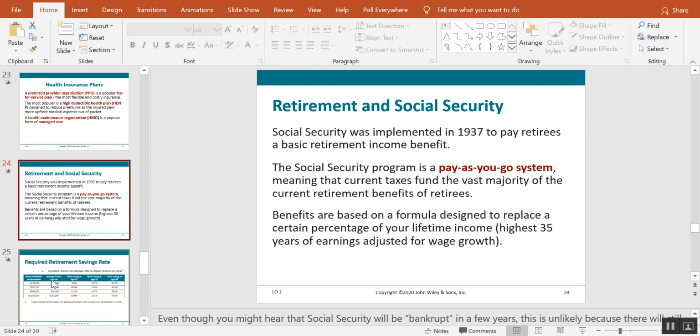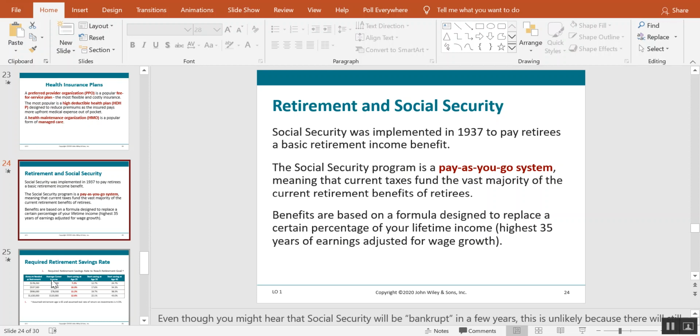Okay, that's chapter 9. That's covering insurance and risk. We're now in chapter 10, which is the final chapter. We're talking about retirement and Social Security. Know that Social Security has been around a long time, since 1937. It's considered a pay-as-you-go program, meaning that the taxes that are paid in are also paid out to individuals who are beneficiaries under the plan.